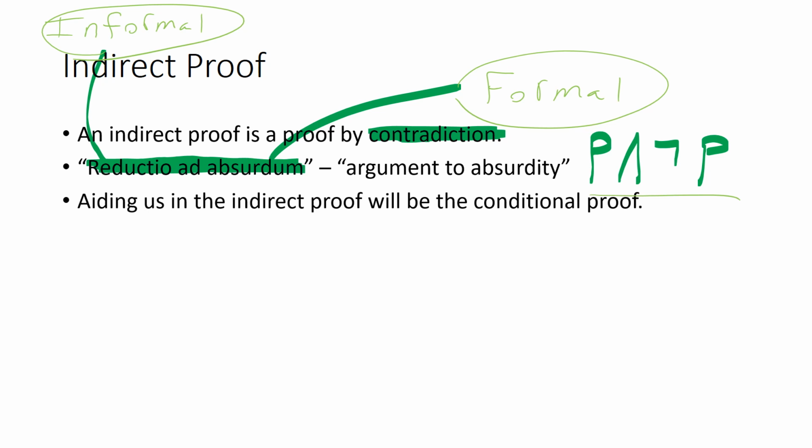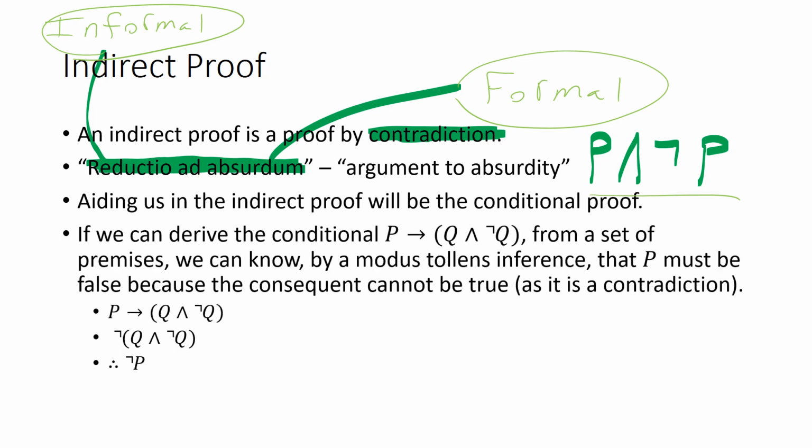Now, aiding us in this indirect proof will be the conditional proof. And there'll be more details in the next slide. But let's just get the basic idea here to get our feet wet. So if we can derive the conditional P implies Q and not Q from a set of premises, we can know by modus tollens inference that P must be false because the consequent cannot be true, as it is a contradiction. We have Q and not Q after all. So basically, we have this conditional, the consequent has to be wrong, so the antecedent is wrong. And we'll see what this all means in the next slide.